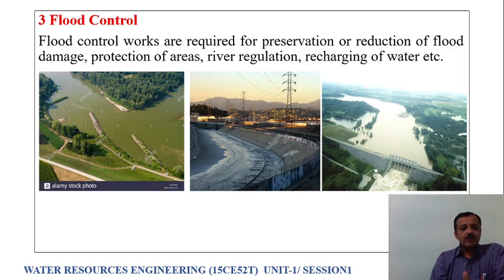Next is flood control, as I mentioned earlier. Flood control can be done by constructing various structures like dams and reservoirs, where we impound the excess quantity of water, which is one way of controlling floods. Flood damage control: how can we reduce the damages due to floods? By constructing river regulation structures on the banks of the river, like dikes and groynes, so that we can protect the banks of the rivers.